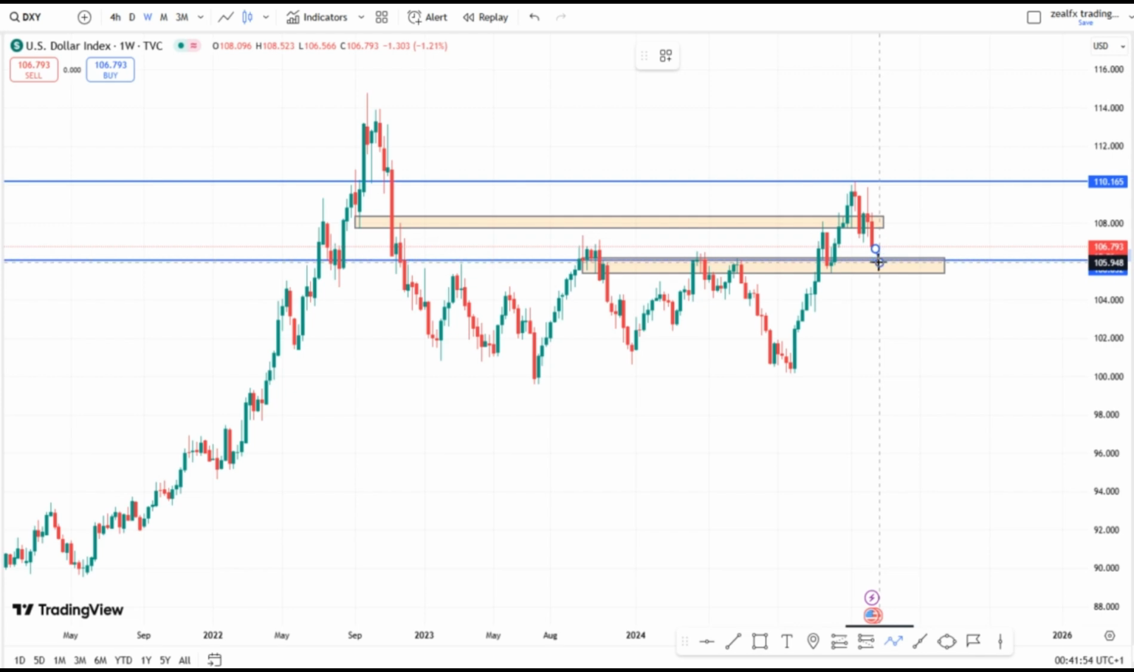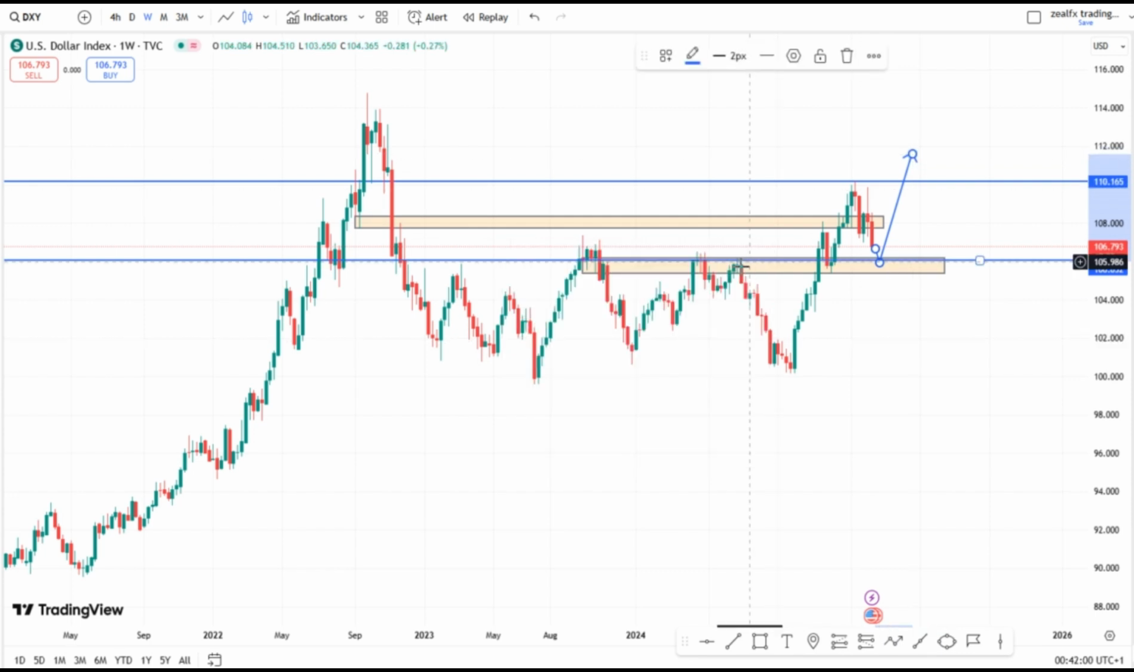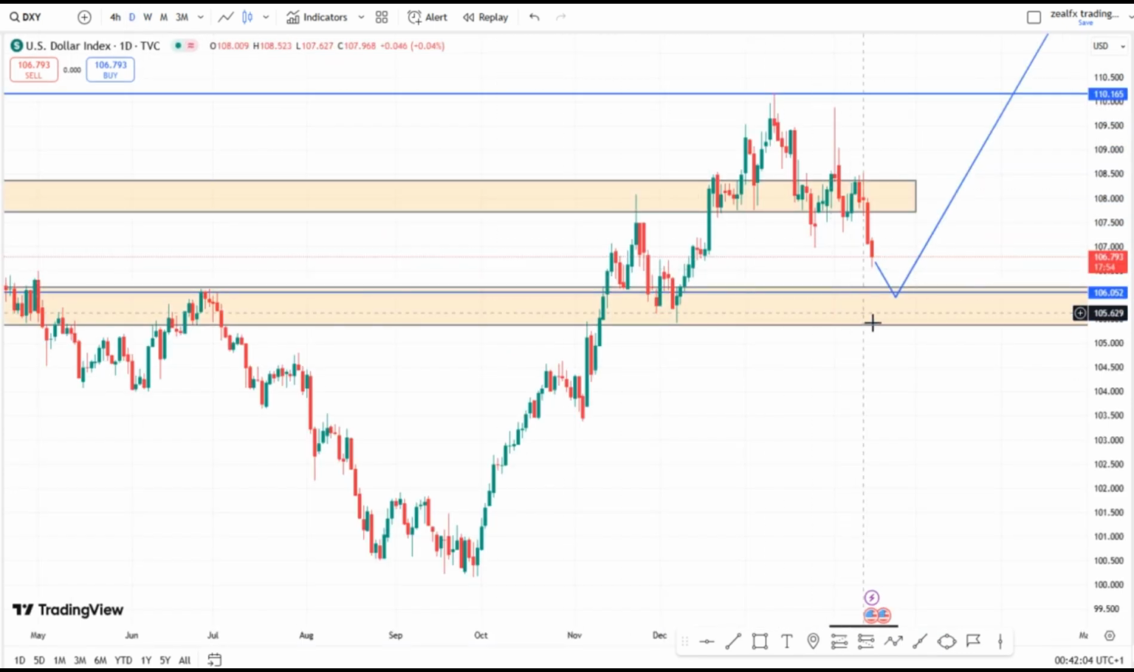We expect price to push to this level, then we look at a buying opportunity to the top side for the dollar index. So let's look at the daily chart of the dollar index. On the daily chart, we can see that we have a downtrend structure, which is higher high, lower high, lower high, lower high. So long as we have a series of lower highs on the daily chart, it shows that the dollar index is still in a downtrend on the daily chart.